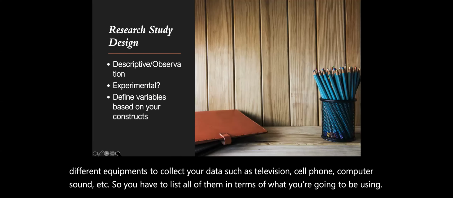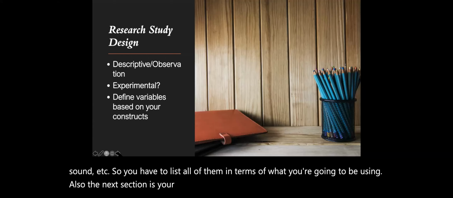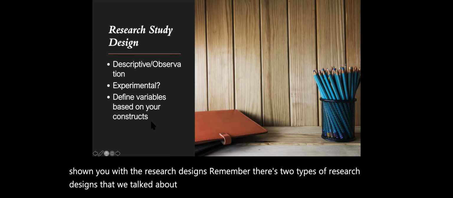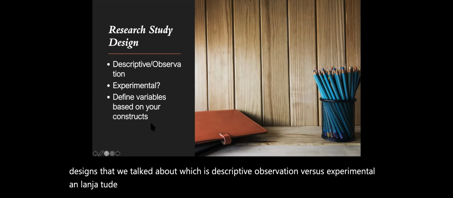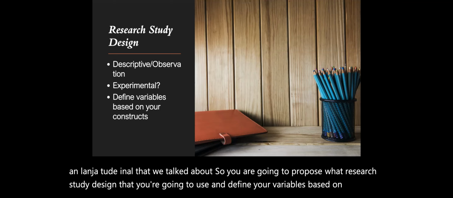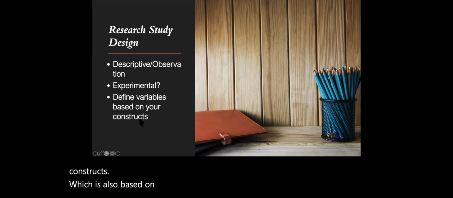Also, the next section is your research design. Remember the diagram that I have shown you with the research designs? Remember, there's two types of research designs that we talked about, which is descriptive observation versus experimental and longitudinal that we talked about. So you're going to propose what research study design that you're going to use and define your variables based on your construct, which is also based on your theory and conceptual models that you have selected for your topic.